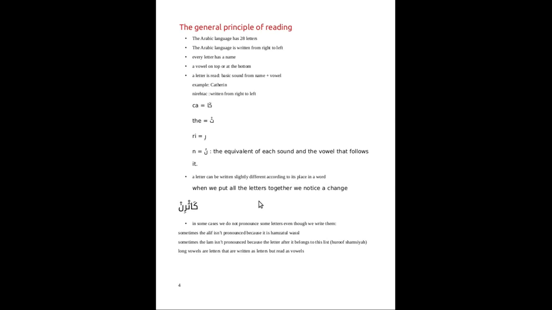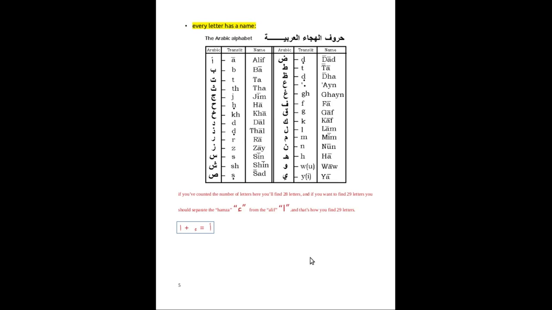So, okay. In some cases, we do not pronounce some letters even though we write them. Sometimes the alif, for example, isn't pronounced because it is Hamzatul Wasl. Sometimes the lam isn't pronounced because the letter after it belongs to this list, Huruf Al Shamsiyya. And long vowels are letters that are written as letters but read as vowels. We're going to get into details of all of this.